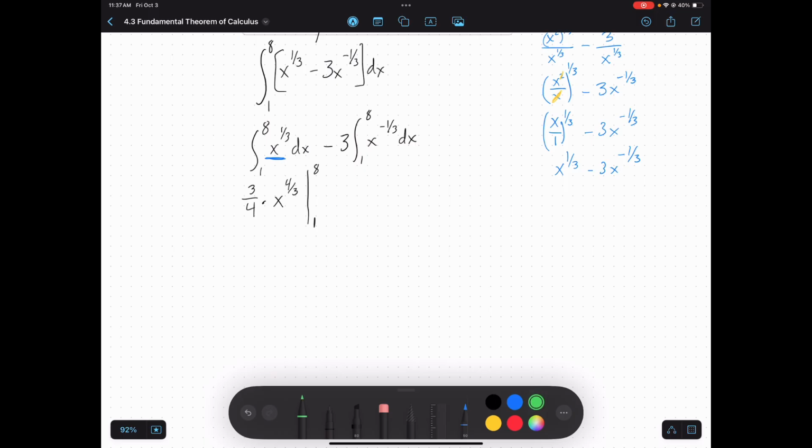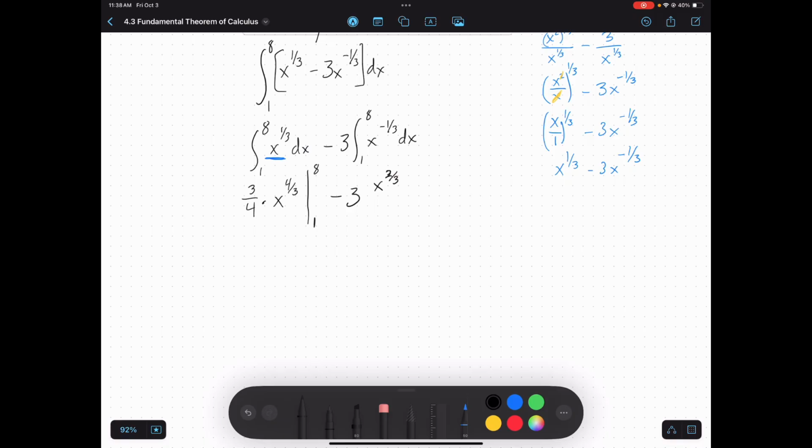What that does for me, this notation is there so that you can use it after you've found the antiderivative, but you haven't plugged in the bounds yet. So it's a notation I like to use. Okay, this other one, x to the negative 1/3 plus 1 gives me x to the 2/3.